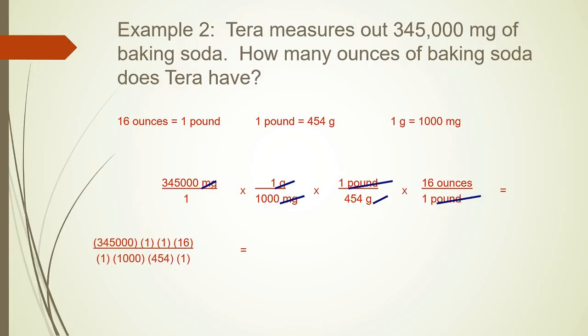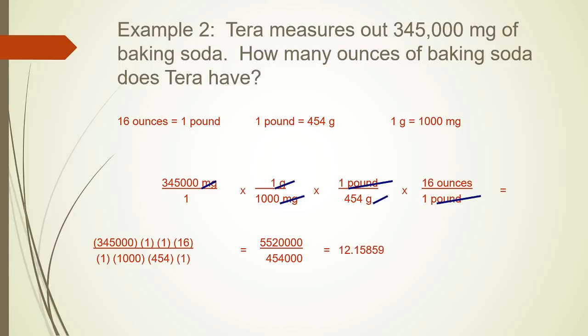So I'm going to multiply, in this case, 345,000 times 1 times 1 times 16 over 1 times 1,000 times 454 times 1. Now, you don't need to write all these ones out when you're doing this on a real problem. I don't need to see that much work. You can just show 345,000 times 16. I'd be okay with that. And remember, you always have calculators, so just ask your calculator to solve these, because these numbers are really big.